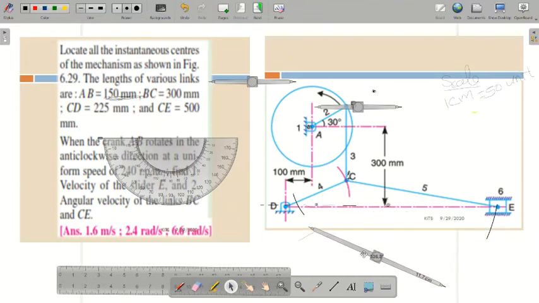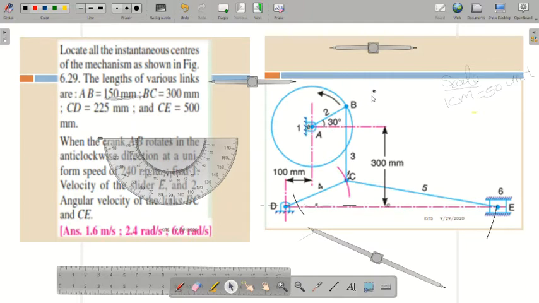I will tell you once again how to draw this diagram. Listen carefully. First of all, mark a point A. Take your protractor and take 30 degree.